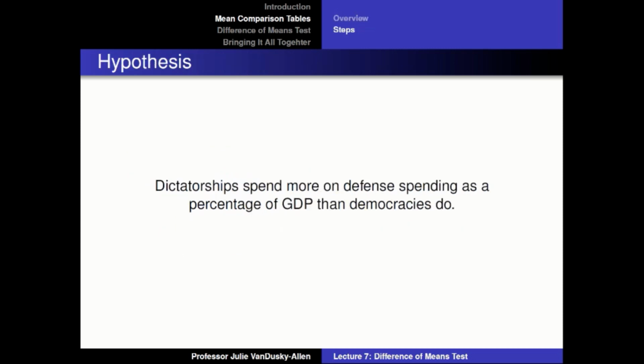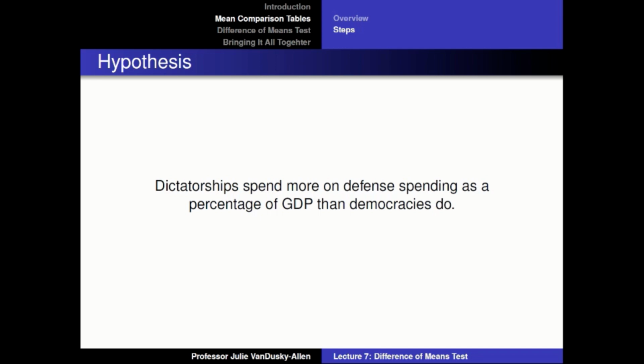To demonstrate how to create a mean comparison table, I will start by using the following hypothesis. Dictatorships spend more on defense spending as a proportion of GDP than democracies do. Note that the independent variable institutions is a nominal level variable, dictatorship/democracy, while the dependent variable defense spending is a ratio level variable as it is ordered and continuous and has a true zero.